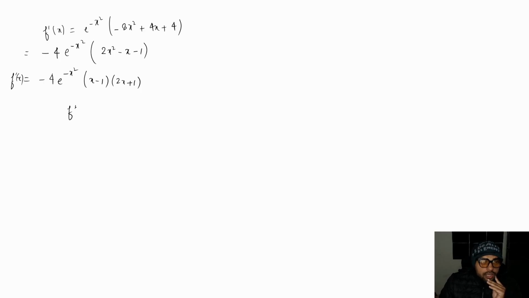Now they have told us to show that, okay, means the answer is also already there, we will be judged on the basis of the methods we are applying. So f prime x will be equal to 0. So negative 4 e^(-x²)(x minus 1)(2x plus 1) equals 0.